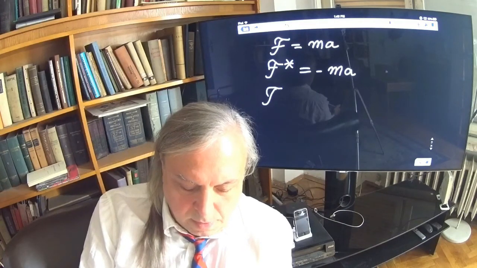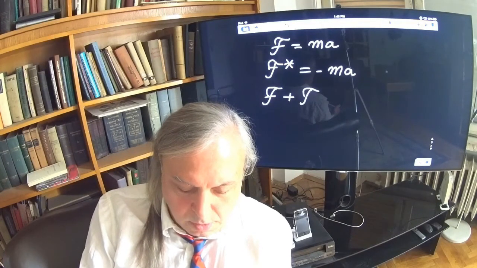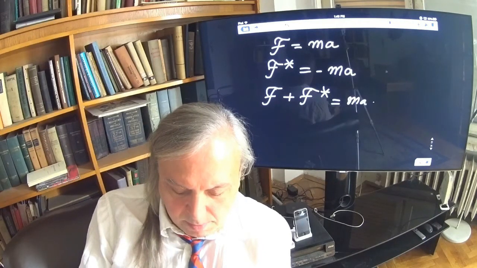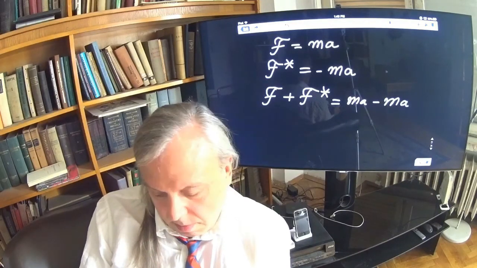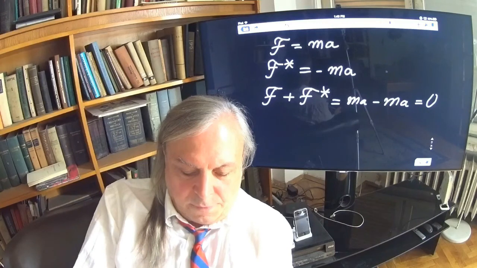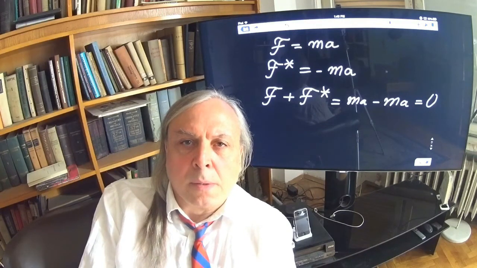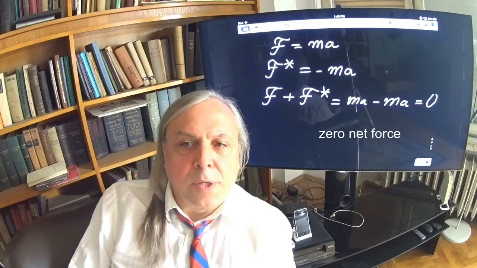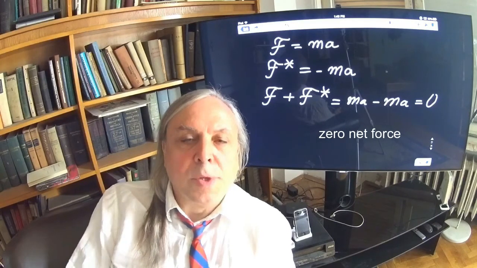Then the net force will be F plus F star, which is equal to ma minus ma, equal to 0. Therefore, if the force described by Newton's second law is the only force acting on the resting free body, then there will be no net force and the body will not move. There will be no motion.